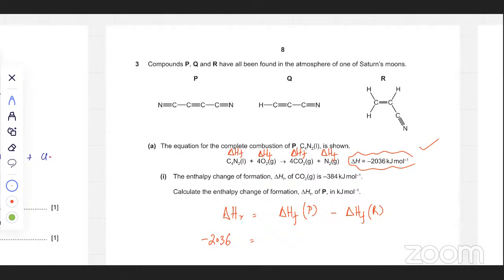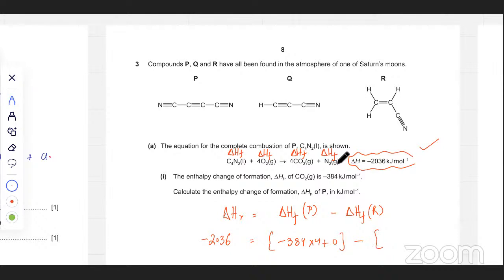So I'm going to write down the products now. The products are CO2. Their enthalpy of formation is given. That's minus 384. And that's going to be times 4 because enthalpy of formation is for 1 mole. So over here, you've got 4 moles of carbon dioxide, so it's going to be multiplied by 4. And N2, remember, enthalpy of formation of elements is always 0. You don't form elements, so that's 0.